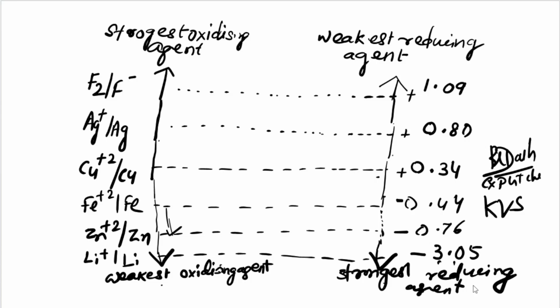When you go up, strongest oxidizing agent. When you go down, weakest oxidizing agent. Similarly, just oppositely, when you go up, weakest reducing agent. When you go down, strongest reducing agent.